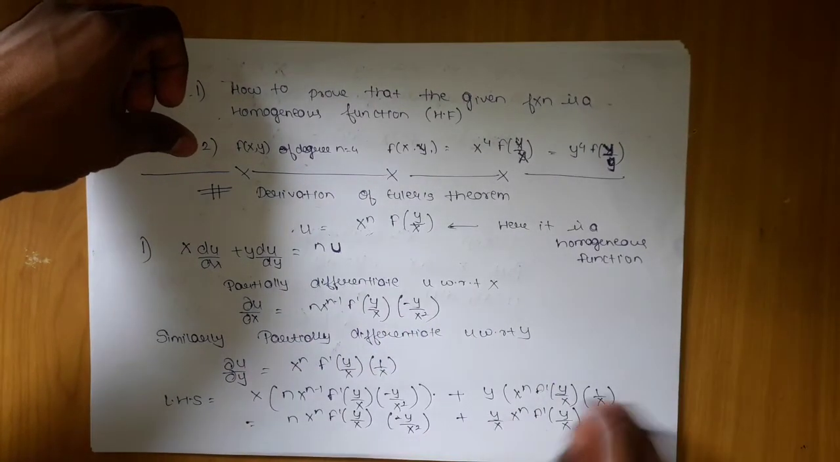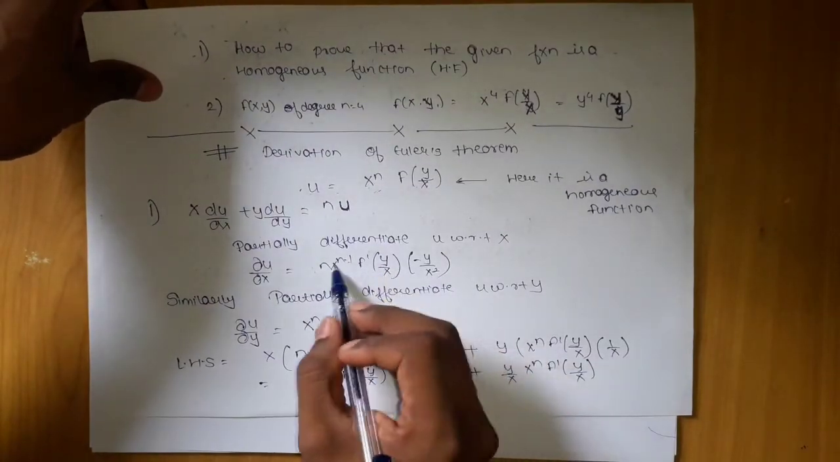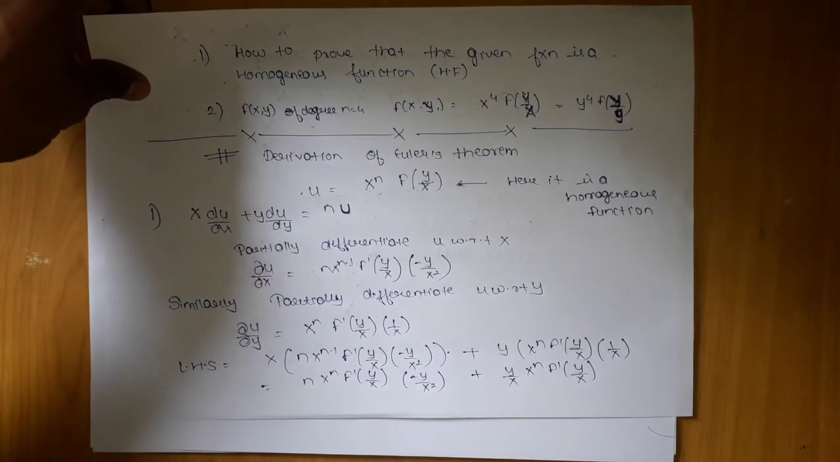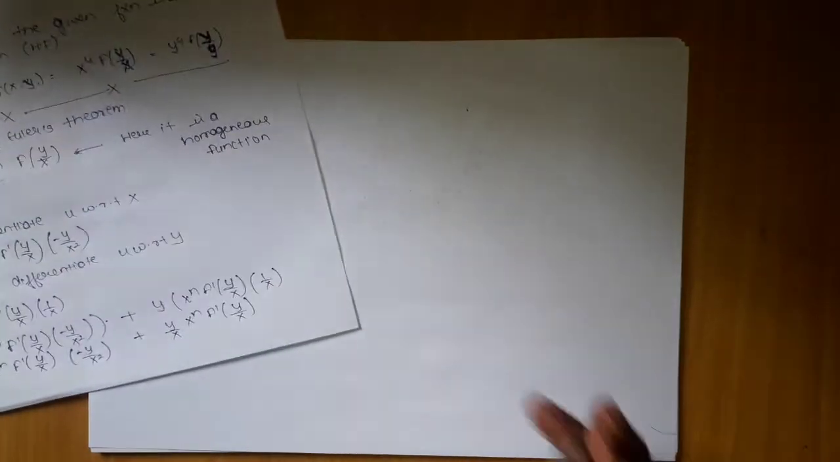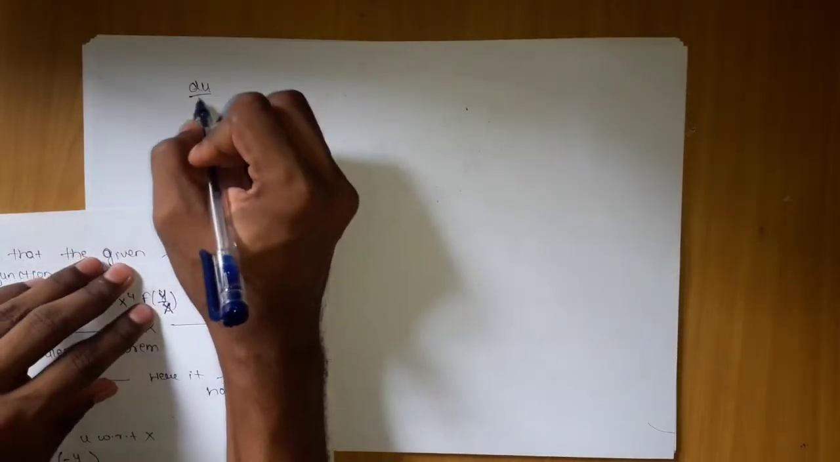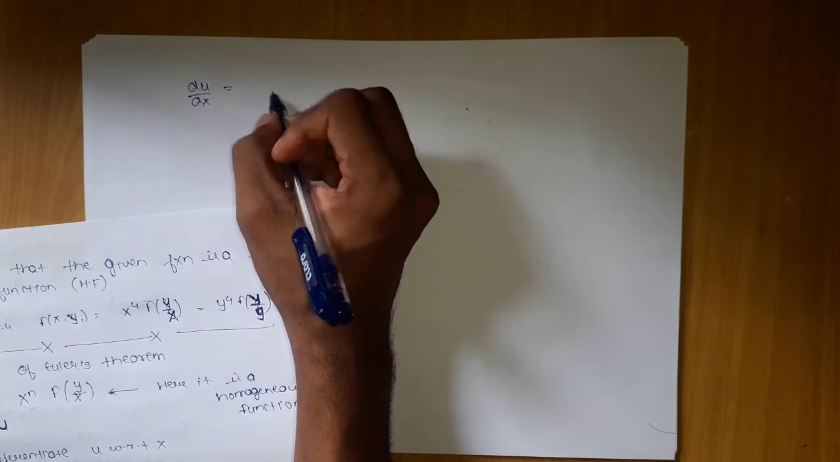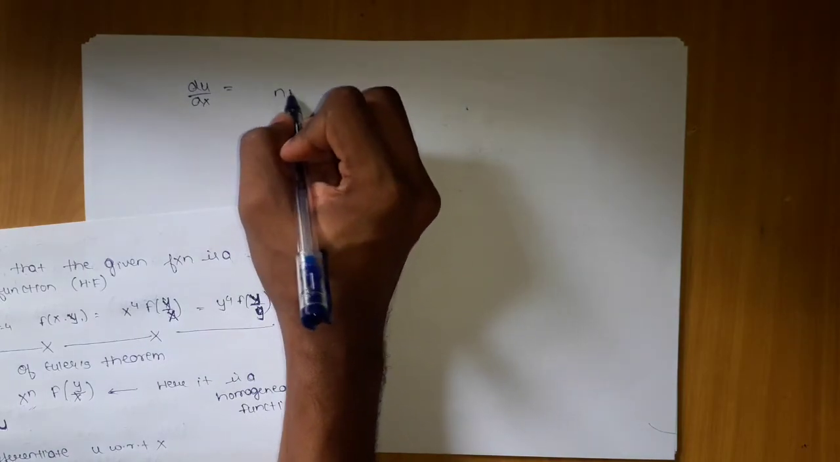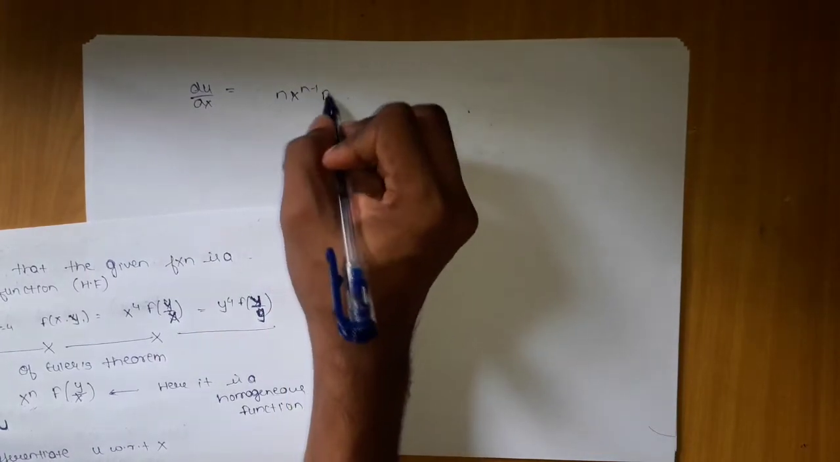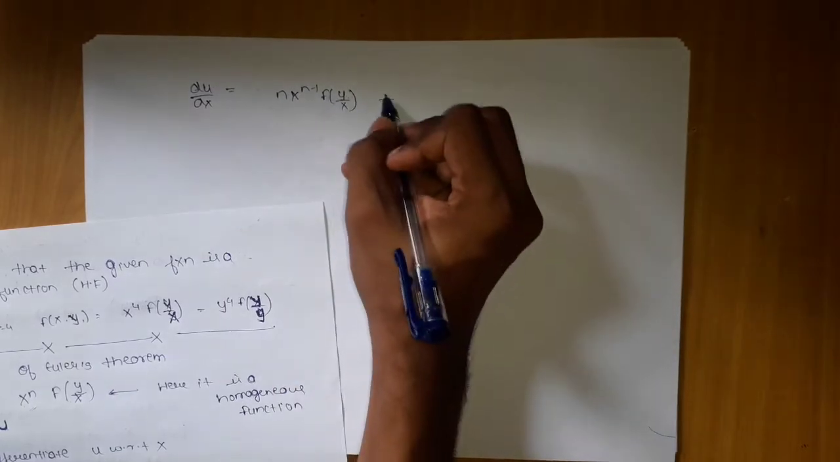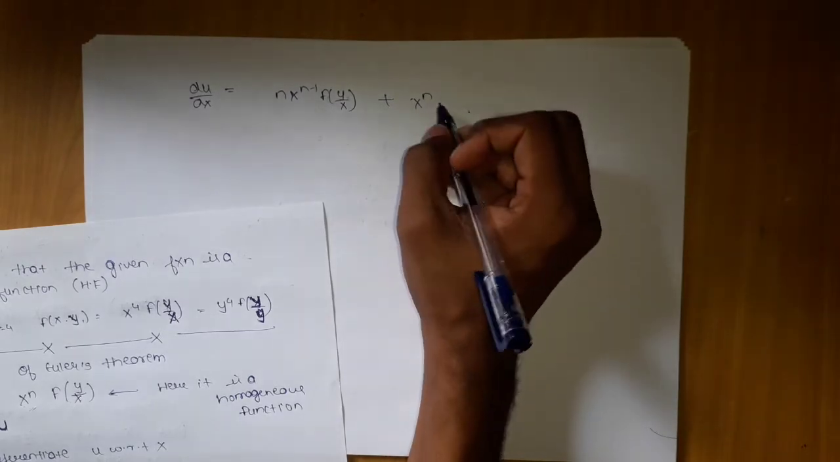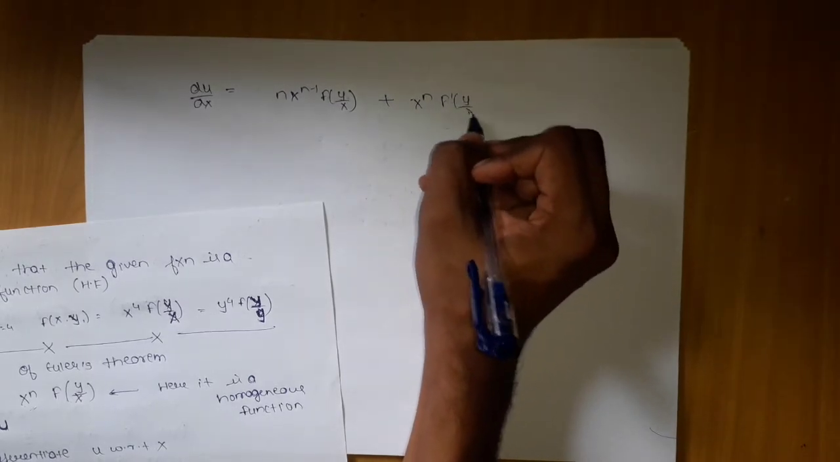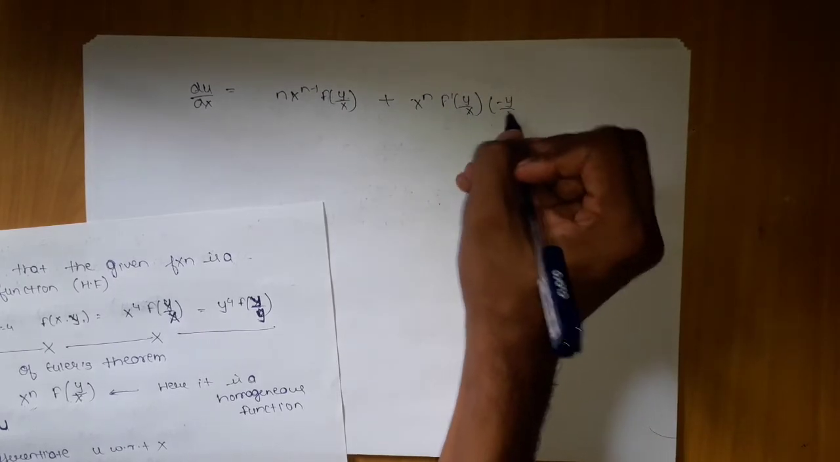I should have applied the UV rule because they both are different functions, but instead of the UV rule I just used the chain rule, which was my mistake. So let me get dou u by dou x correctly. Dou u by dou x: if I differentiate, I am going to get n x power n minus 1 f of y by x, firstly differentiating this. The second time, I keep x power n as it is, and here f dash y by x into minus y by x square.